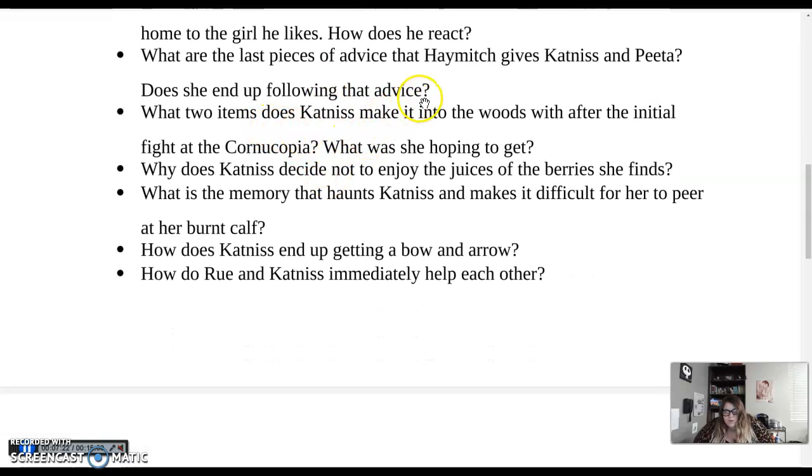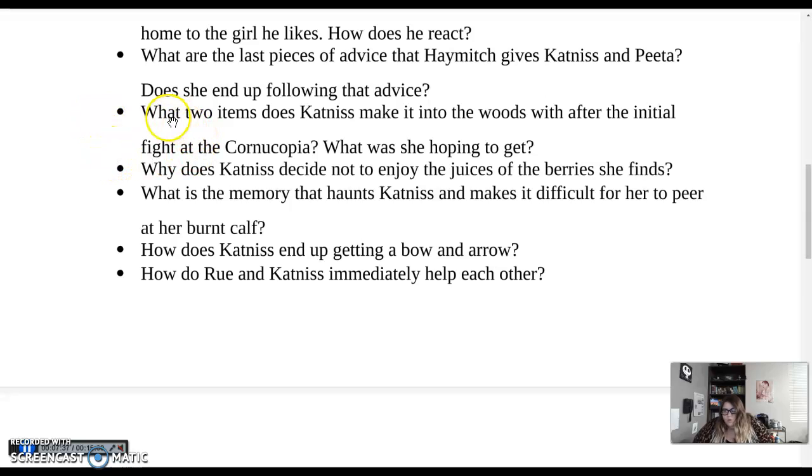Does she end up following that advice? Sort of. She gets distracted by the bow and arrow, so at first she tries to go for it, but then after almost getting killed and almost taking a knife to the chest, she runs away.